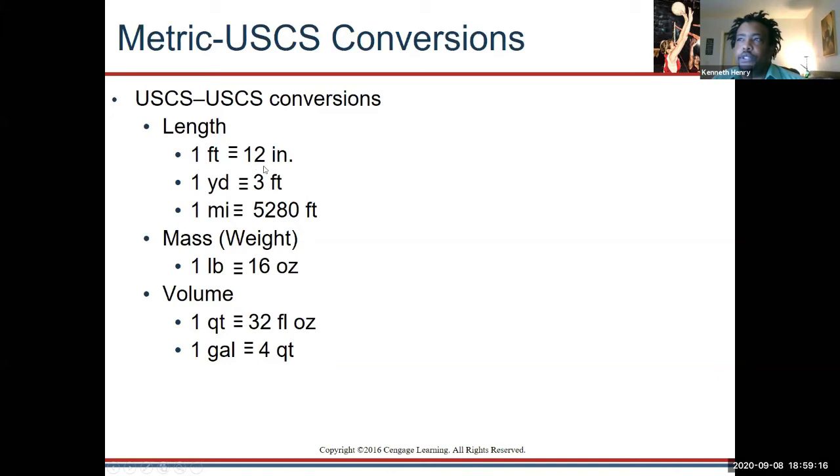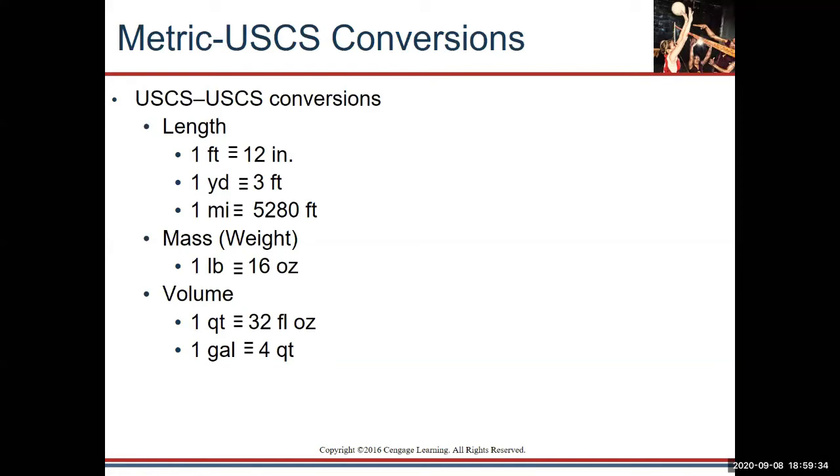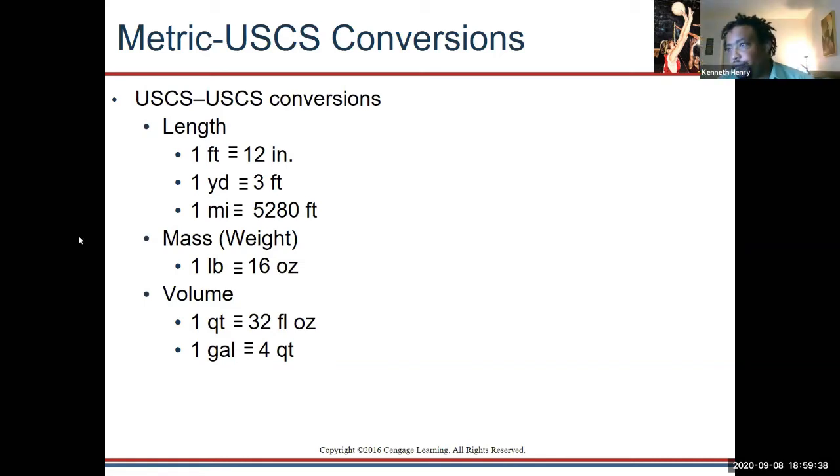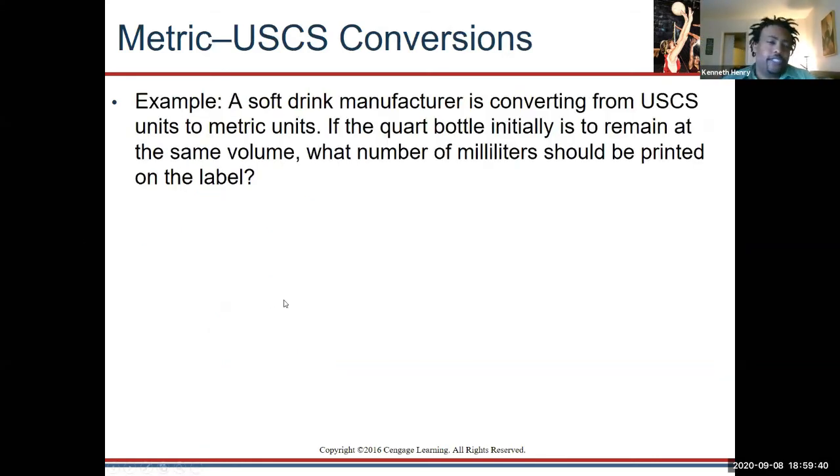You guys already know most of these. 1 foot is equal to 12 inches. 1 yard, 3 feet. 1 mile, 5,280 feet. Mass: 1 pound is 16 ounces. 1 quart is 32 fluid ounces. And 1 gallon is 4 quarts. So now that you know all of that, let's do some conversions.